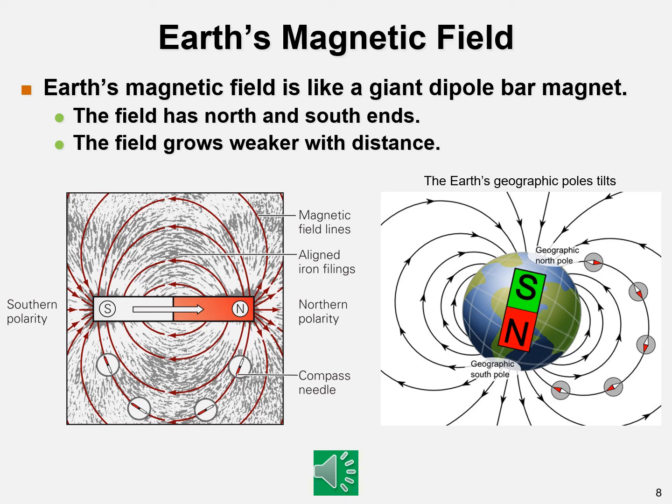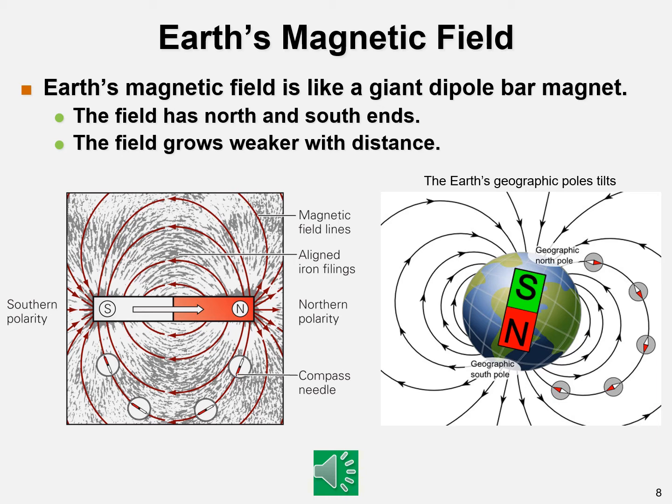The geographic poles are the places where the Earth's axis of rotation intersects the planet's surface. Presently, the axis tilts at an angle of about 23.4 degrees relative to the plane of the Earth's orbit.